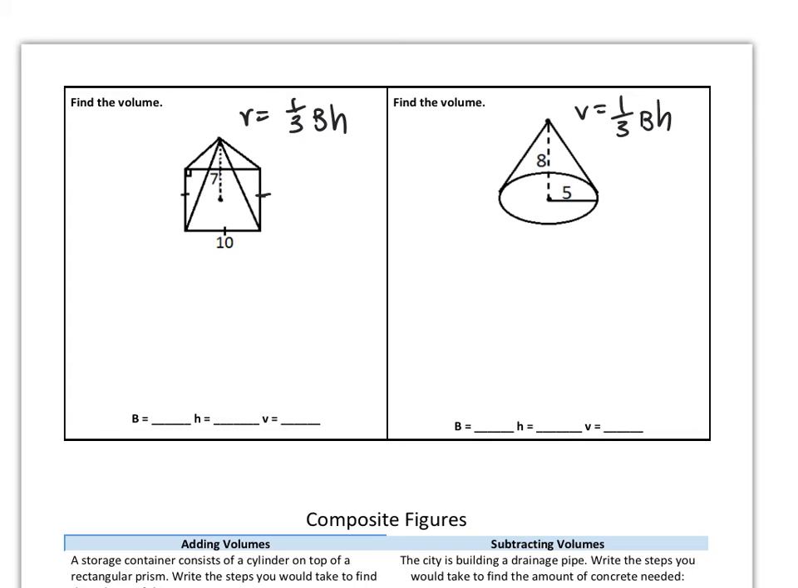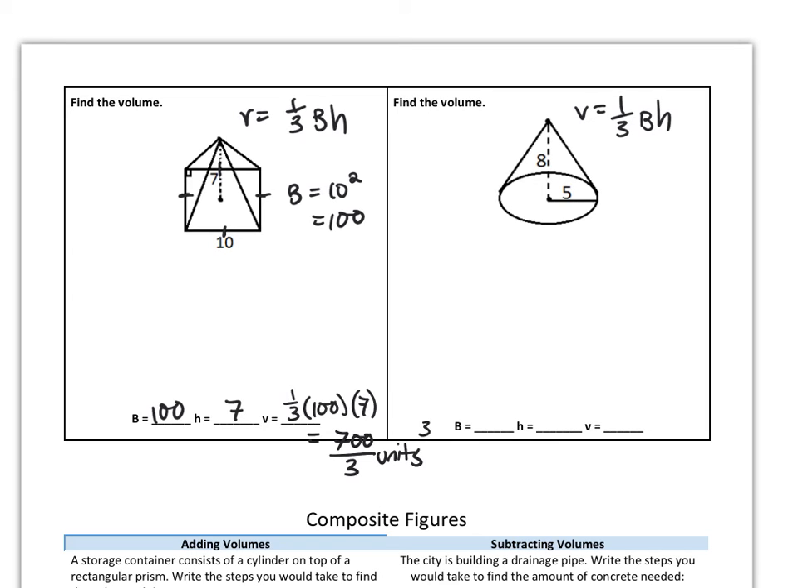My tick marks indicate that this is a square pyramid, that all of the sides have the same length. So that means that the area of my base is just going to be 10 squared, which is 100. And the height of this pyramid is 7. So then the volume is going to be 1/3 times 100 times 7. I'm just going to write that as 700 over 3 units cubed.